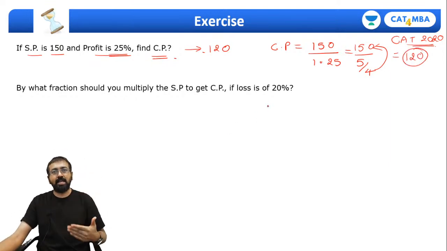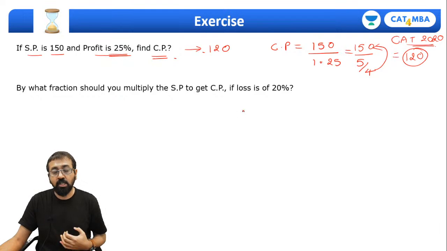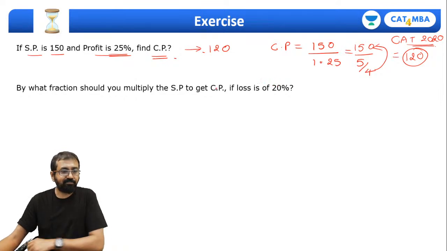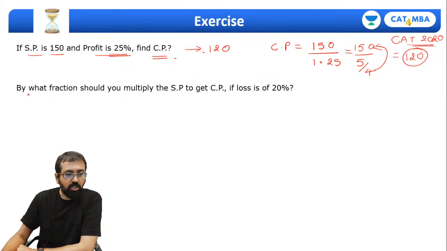The only thing is this calculation should happen very fast, because we can't waste so much time on these minor calculations. Are you getting this point, everyone? Yeah. So now can you try to solve the second question?